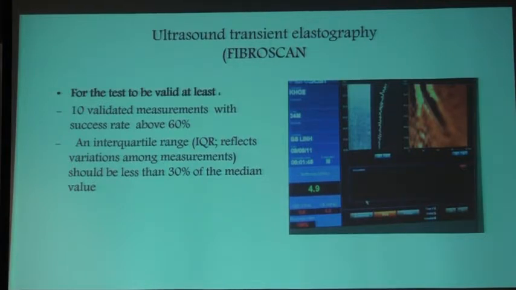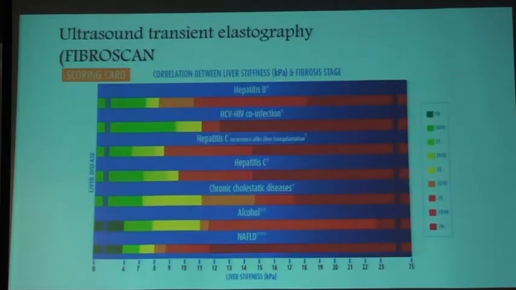Here is a picture of the monitor of the machine. It should be 10 valid measurements with a success rate above 60%. And the IQR, which is the interquartile range, reflects the variation among measurements and should be less than 30%. Otherwise, the measurement will not be valid.